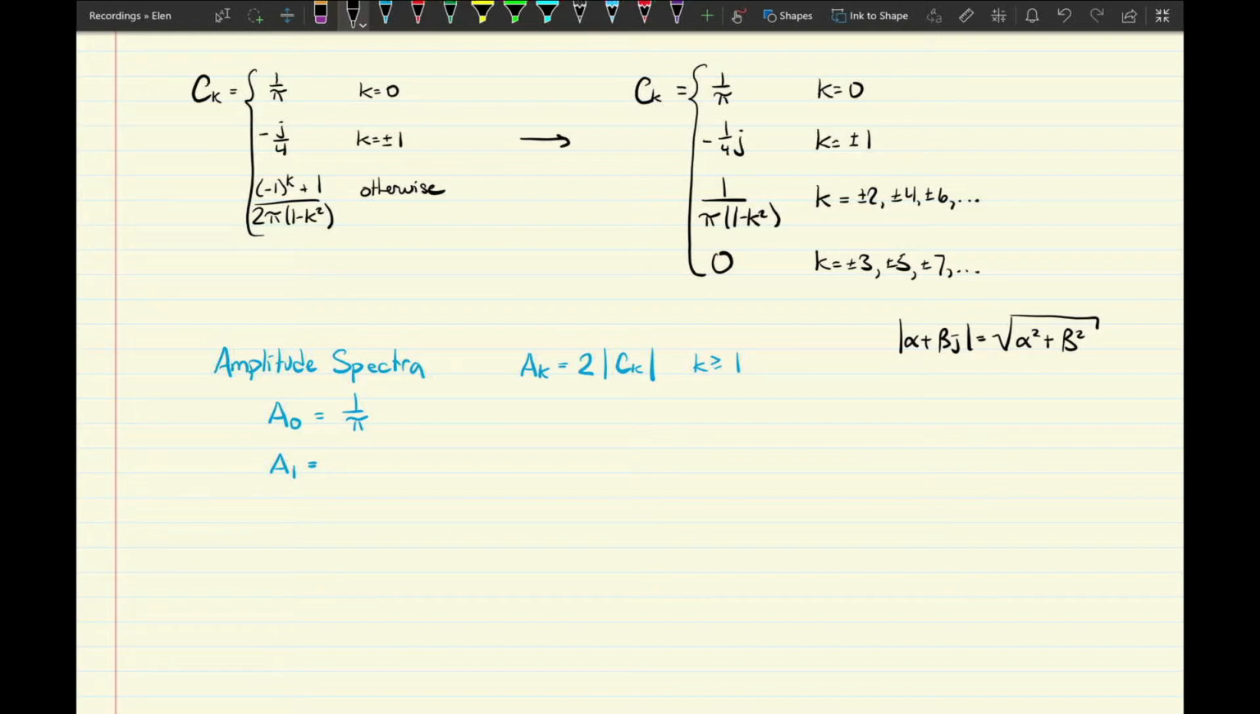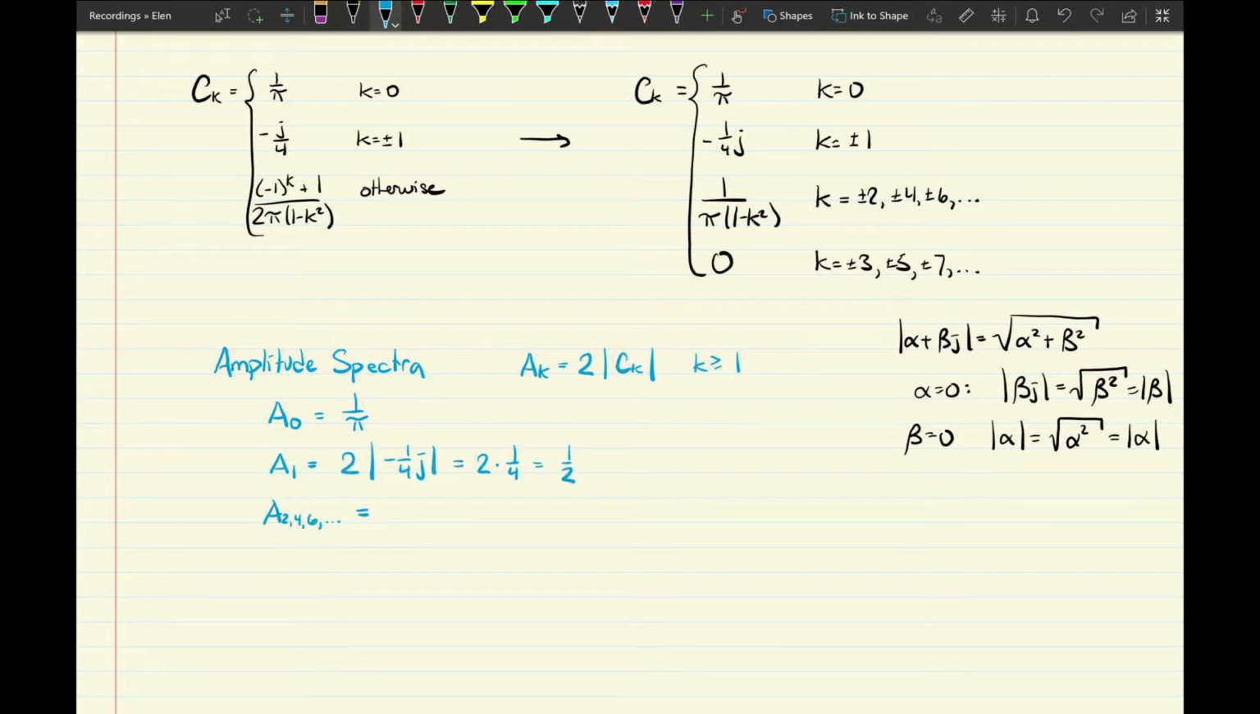And let's look at that particular circumstance when alpha is equal to 0. Then the norm of beta j is simply the square root of beta squared, which is equal to the absolute value of beta. And if beta is equal to 0, then the norm of our complex number is just the norm of alpha. The norm of a real number is simply the absolute value. So you can kind of see where we use the same symbol for norm and absolute value. So taking the absolute value of negative 1/4 and then doubling it, we see that the amplitude A_1 is 1/2.